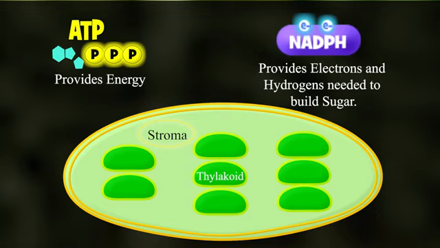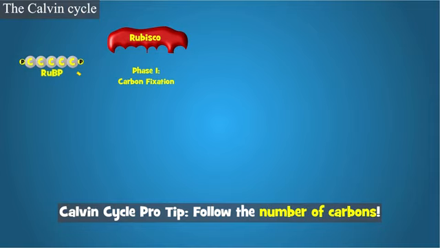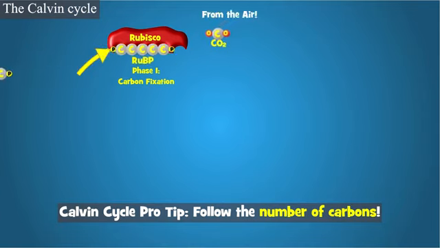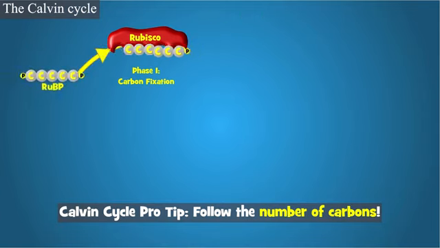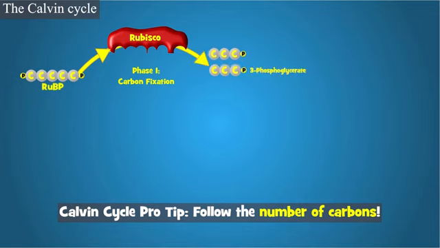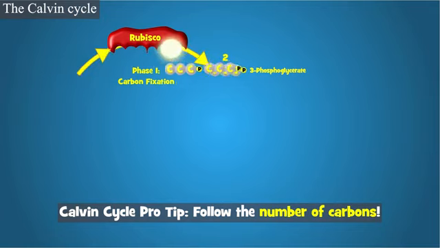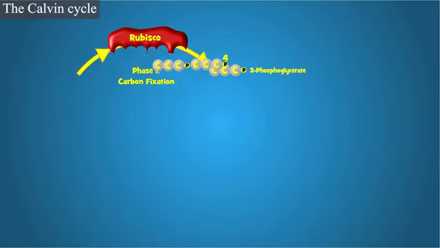Here's how it works. Phase 1. Carbon fixation. An enzyme called rubisco takes CO2 from the air and adds it to a 5-carbon compound called RuBP. This is called carbon fixation. This makes a 6-carbon compound that immediately splits in half to make 2 molecules of 3-phosphoglycerate. Notice that we did carbon fixation for 3 molecules of CO2. You will see why soon.